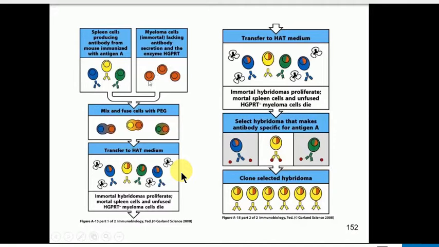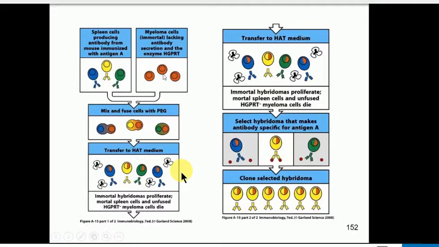And they fused the two together, and to do that they just mix them with polyethylene glycol, which gets into membranes and tends to make membranes come together. When you fuse cells, in some cases, not many, the nuclei will come together and the genetic material will mix, and you'll finish up with a cell line which is essentially a chimera, or a hybrid of the two cell lines you started with. They then put this onto a medium where these cells couldn't grow.